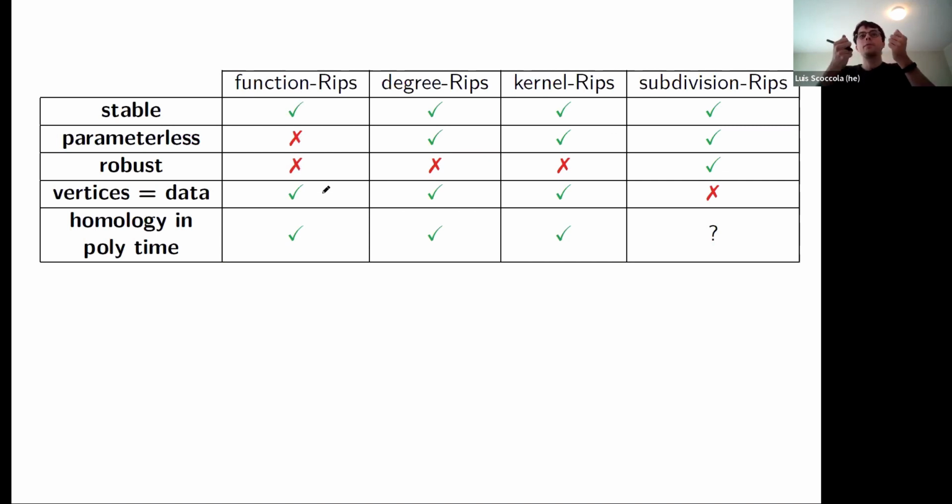Now, function-Rips, as other ones, has this super useful property, which is that the zero simplices of the filtration are the data points. And I think that is very crucial for interpretability. For example, if you're doing clustering and you have a connected component of your filtration, then that's exactly a cluster in your data. So I think that having the filtration be a filtration on the data is usually a very useful property. And function-Rips definitely has that property.